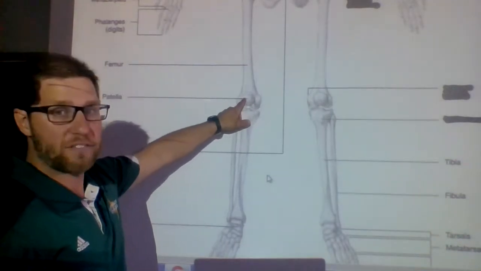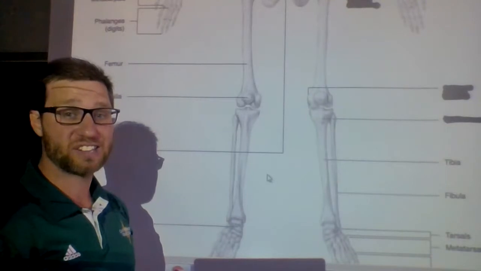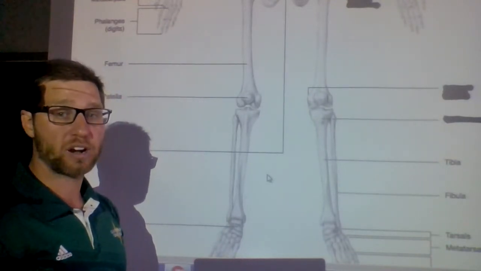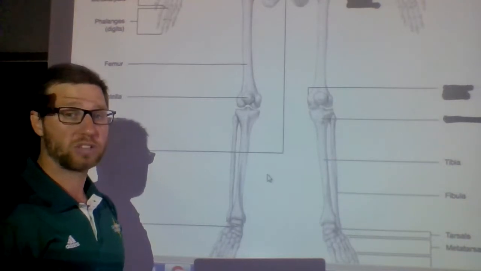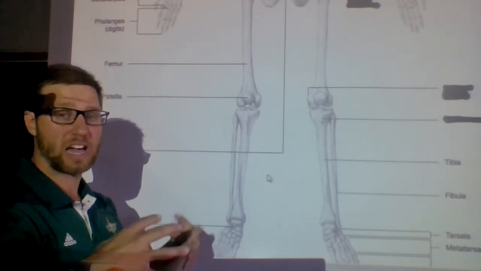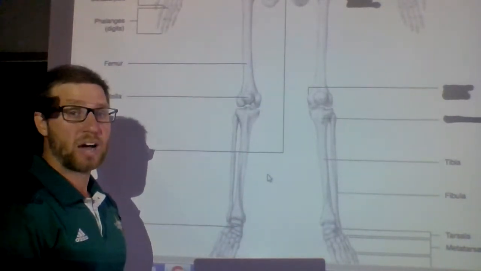More distal, we have your patella. Your patella is that knee bone. It's that sesamoid bone that's kind of floating around in the top of your knee. It's really protecting the major ligaments in your knee that allow your knee to move, and it's a great protection right there.